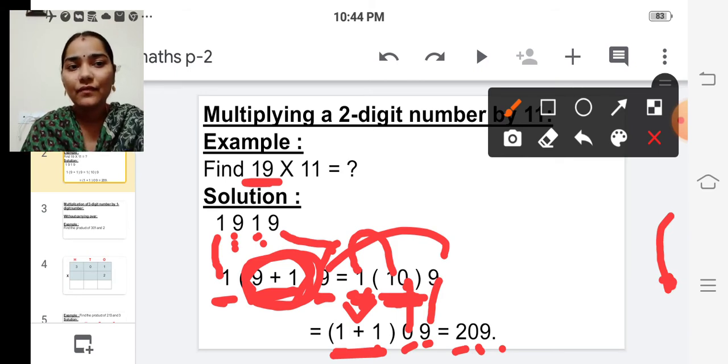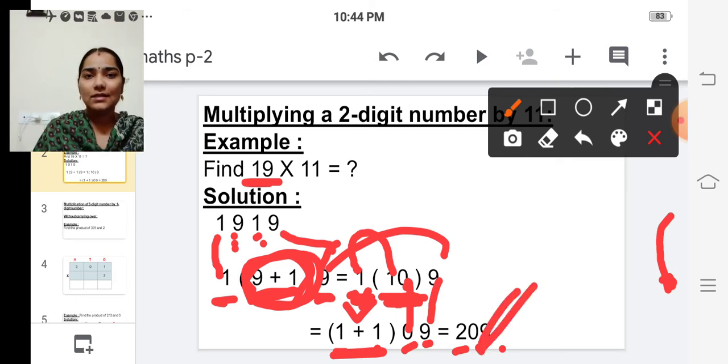209. So we have got the answer without multiplying, isn't it? Using addition, we have got the answer. It is only for the numbers multiplied by 11, not for all the numbers multiplied by any number. Okay, it is only for the numbers multiplied by 11. Is it clear, children? Have you all understood?